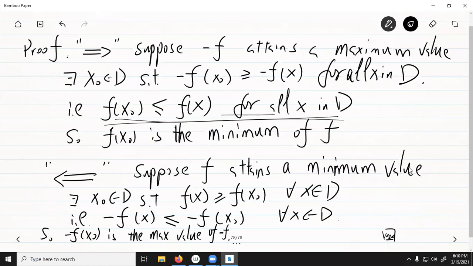Okay, so any questions? If you have no questions, we can stop here. Next time we will talk about the intermediate value theorem. This is another theorem you have learned in your calculus.